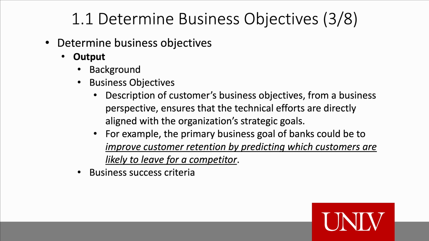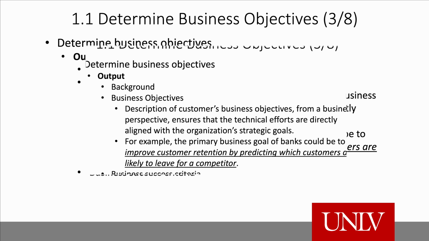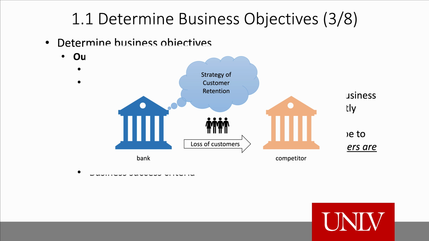Let's look at an example. In today's highly competitive market, customer retention is a top priority, especially for an industry like banking. So a bank might set its primary business objective as: improve customer retention by predicting which customers are likely to leave for a competitor. By analyzing historical data and customer behavior, the bank hopes to proactively engage at-risk customers, offering personalized promotions or enhancing services to prevent churn.